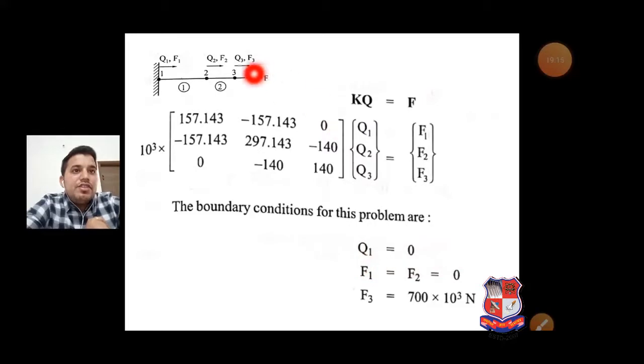f1 and f2 are equal to 0 because the tensile force is applied up to node number 3. That's why we cannot write down f1 and f2 as something. If in a specific condition they are giving f2 force and f1 force, then we can write it down, otherwise we cannot. Here it is not indicated, so f1 and f2 are equal to 0 and f3 is equal to the already given 700 into 10 raised to 3 Newton. We are putting all these values in this formula.